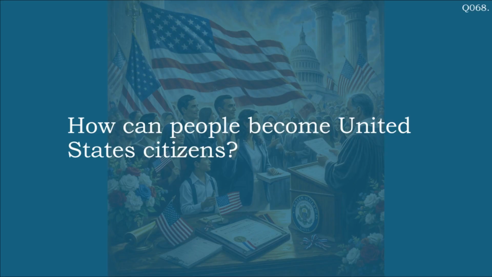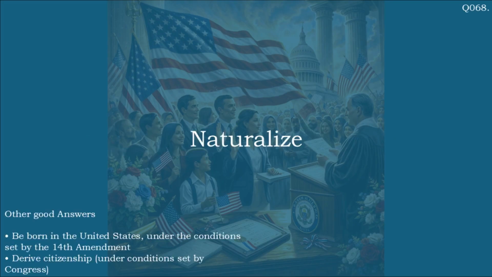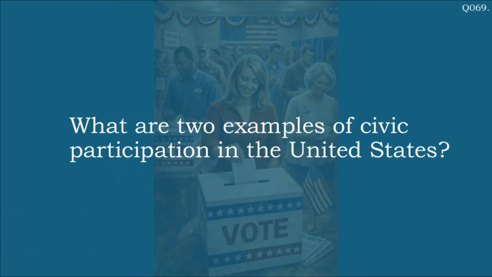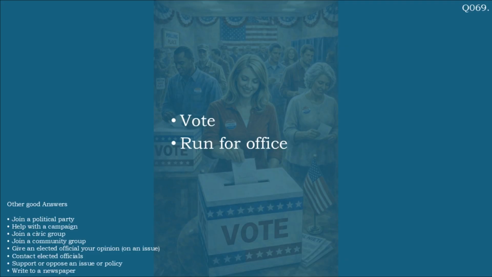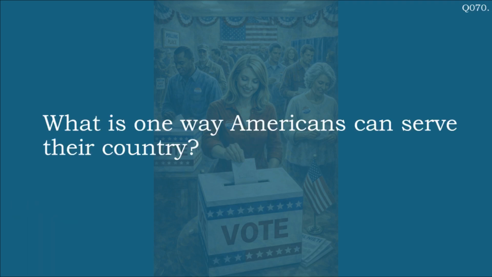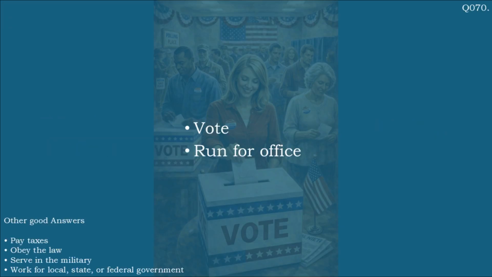How can people become United States citizens? Naturalize. What are 2 examples of civic participation in the United States? Vote, run for office. What is one way Americans can serve their country? Vote, run for office.